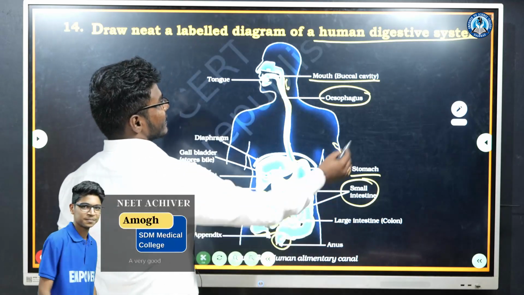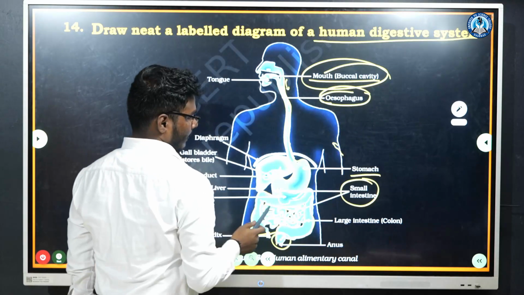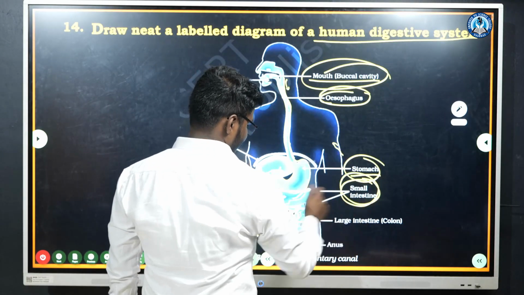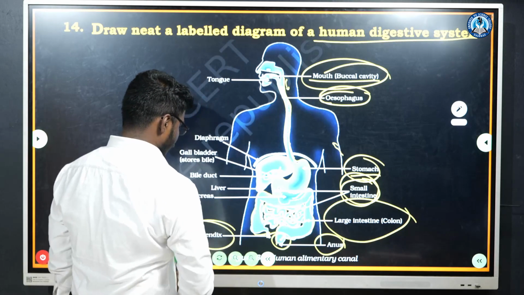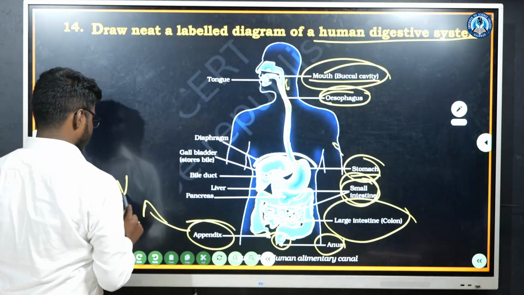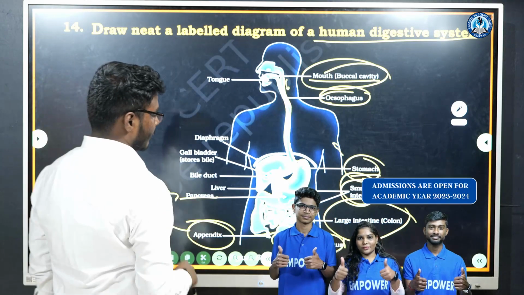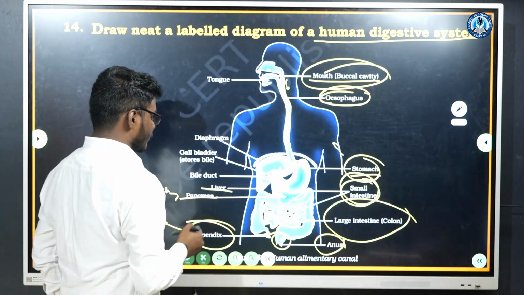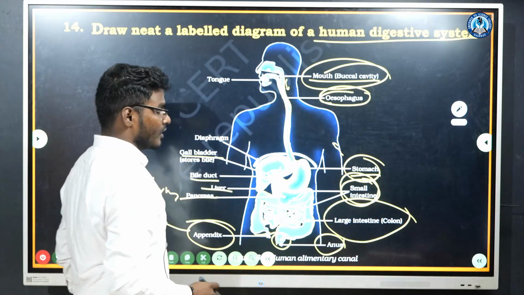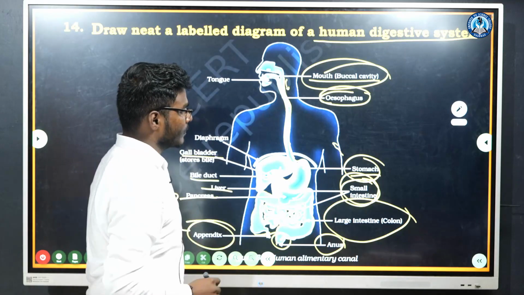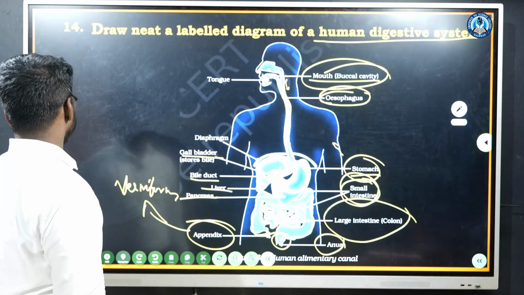So how does it start? It starts from the mouth, esophagus, stomach, small intestine, large intestine, then through the anus. Appendix is vermiform. The pancreas produces juice. The liver produces bile juice. The bile duct stores the bile juice. The gallbladder concentrates it. Diaphragm. So this is all about the digestive system of human beings.